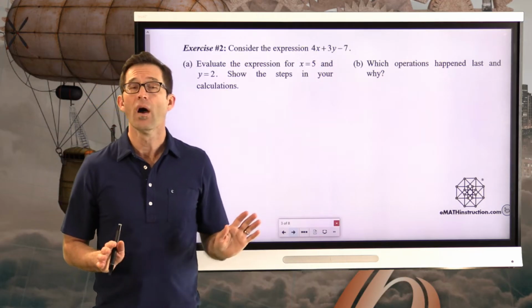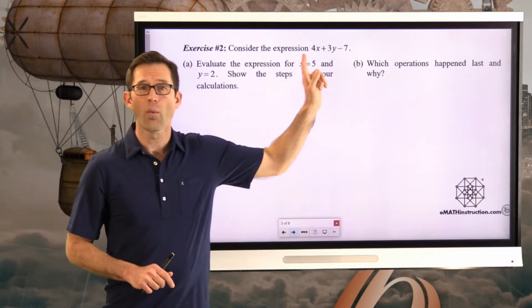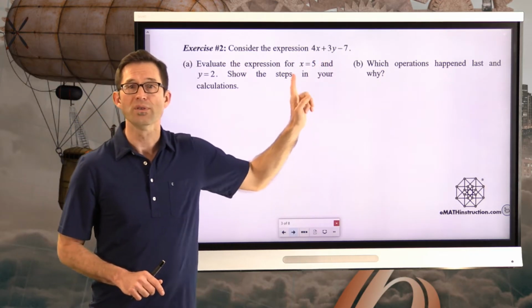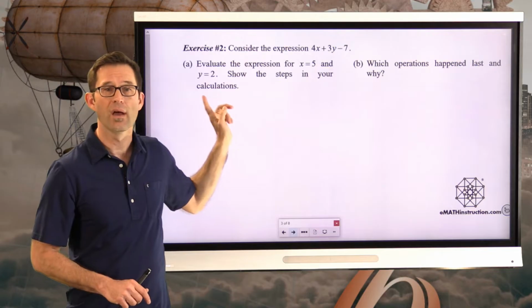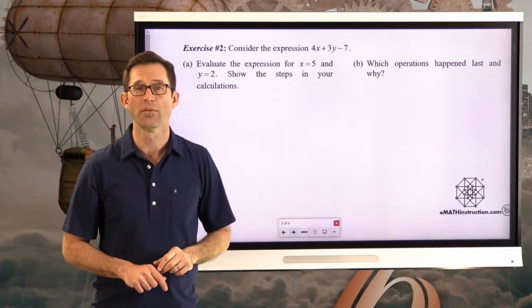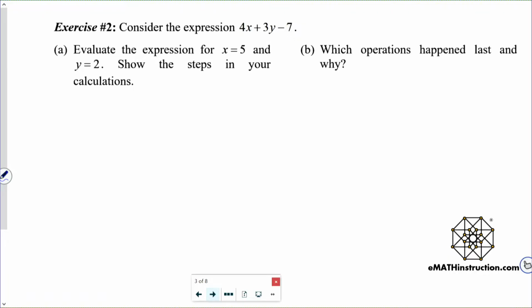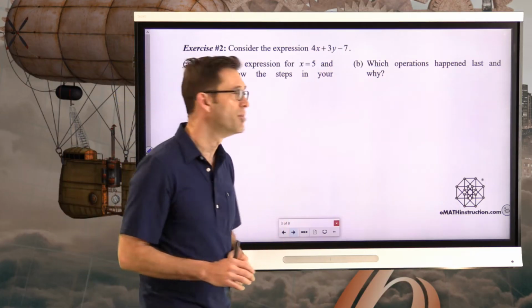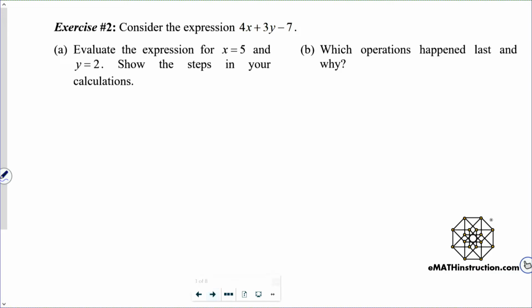All right, simple enough. I'd like you to pause the video right now and figure out what the value of this expression is when we substitute 5 for x and 2 for y. Take a little bit of time to figure that out. All right, let's do it. So I'm going to put the value of the variable in parentheses. So 4 times 5 plus 3 times 2 minus 7.